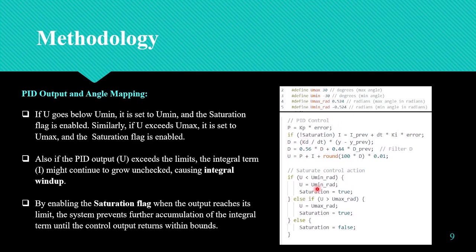If U goes below the U minimum, it is set to U minimum and the saturation flag is enabled. Similar action is also taken for the case of U max. This prevents the instability or the breaking of the setup. Also, by enabling the saturation flag, we prevent further accumulation of the integral term until the control output returns within bounds. Because if the integral term continues to go unchecked, it might cause integral windup.